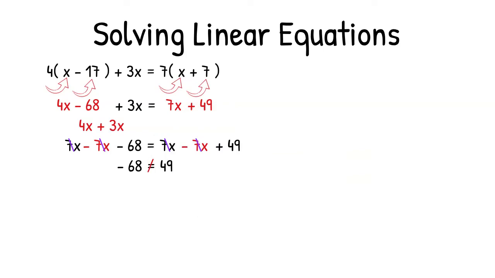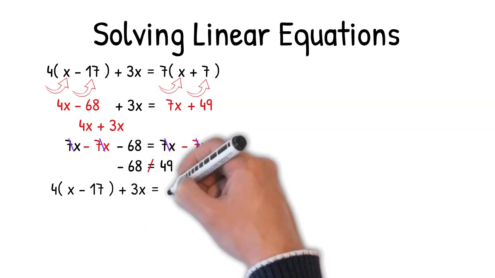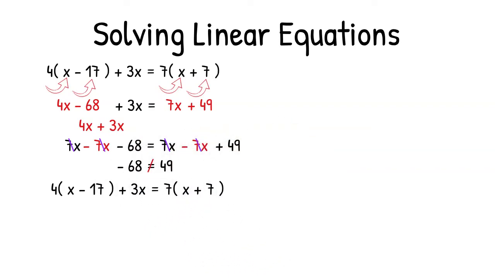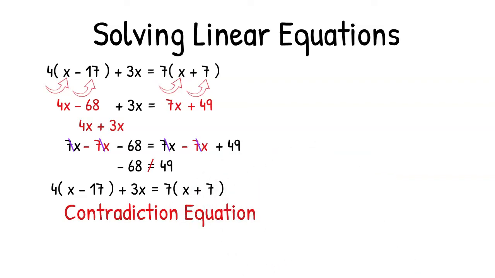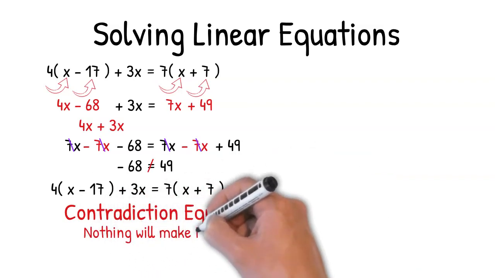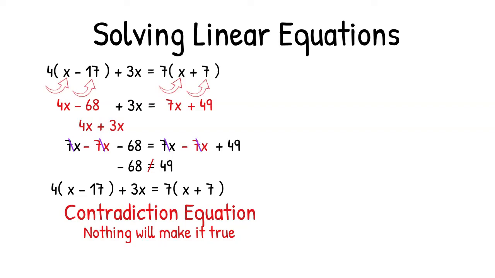In the case where we end up with something that is not equal to each other, we have what is called a contradiction equation. Nothing will make this equation true. The equation contradicts itself.